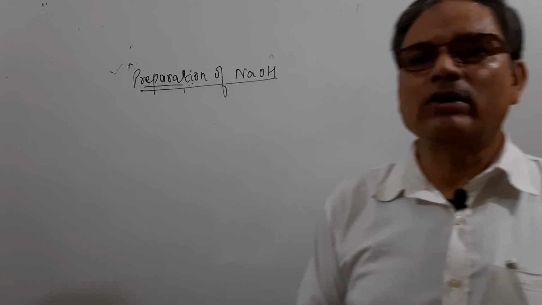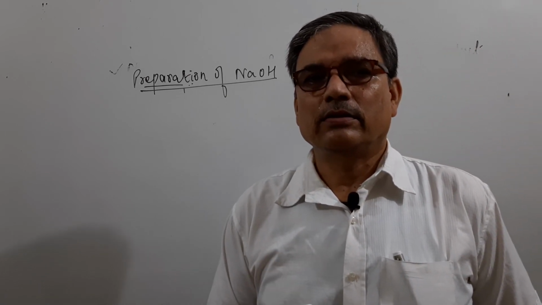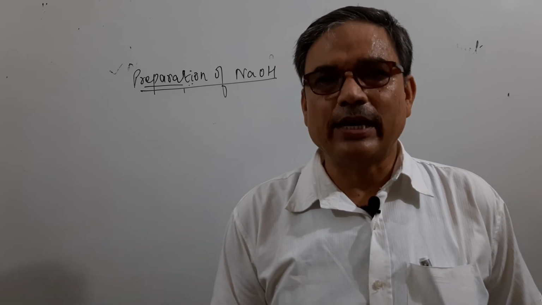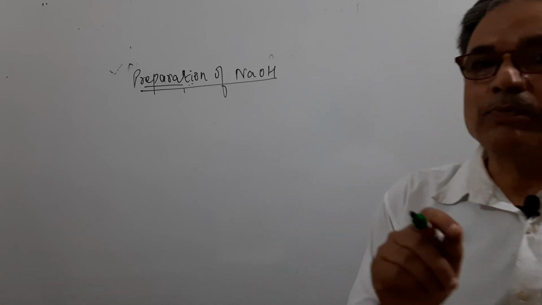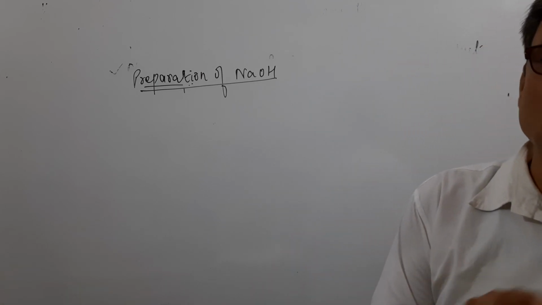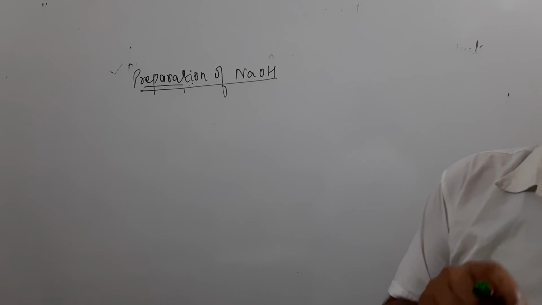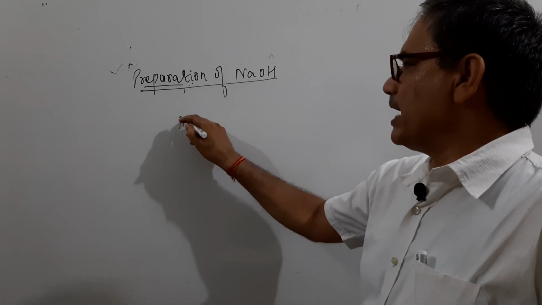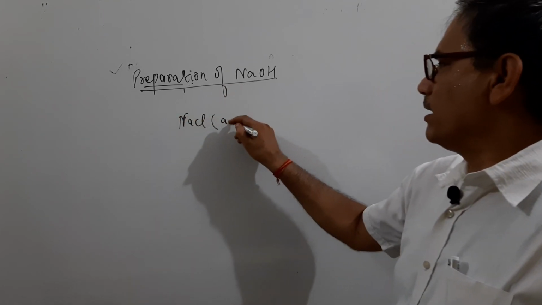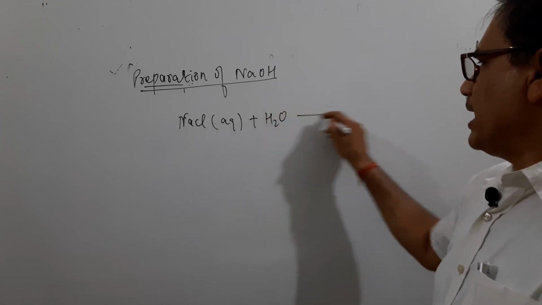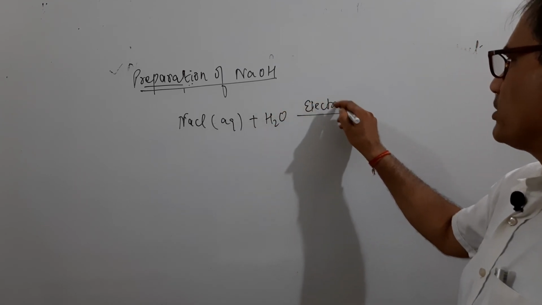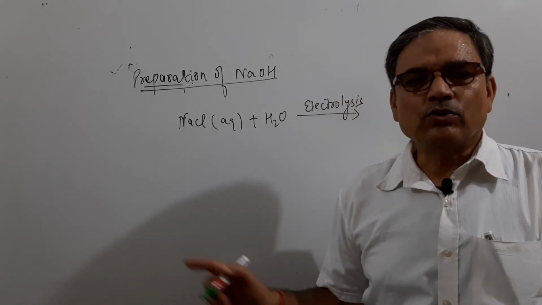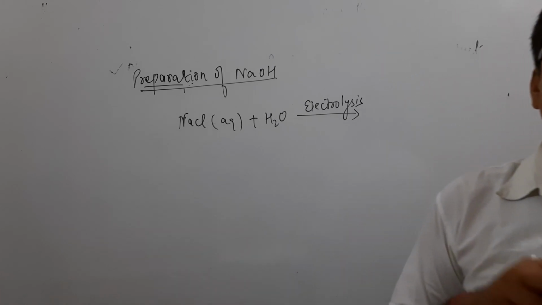NaOH can be prepared from salt. When the salt is in what state? In liquid state. When water is added to salt, NaCl, that is known as brine solution, which means aqueous solution of salt. When electricity is passed through the brine solution, it reacts with water by the process of electrolysis.